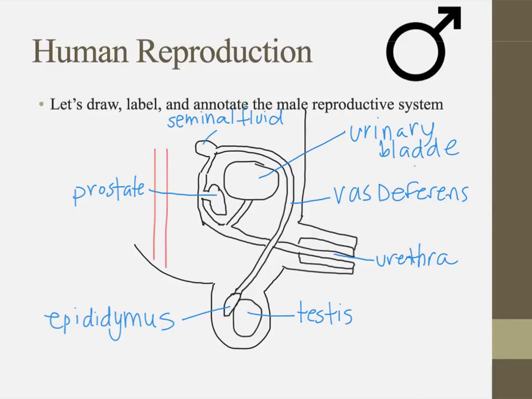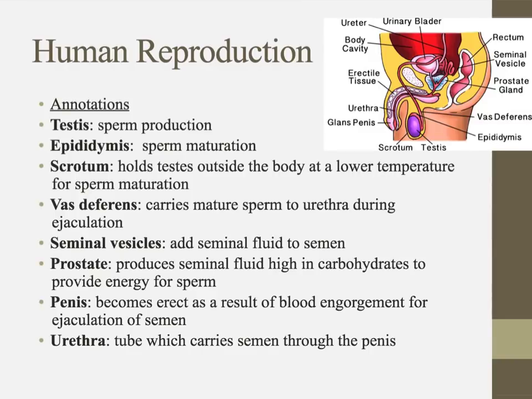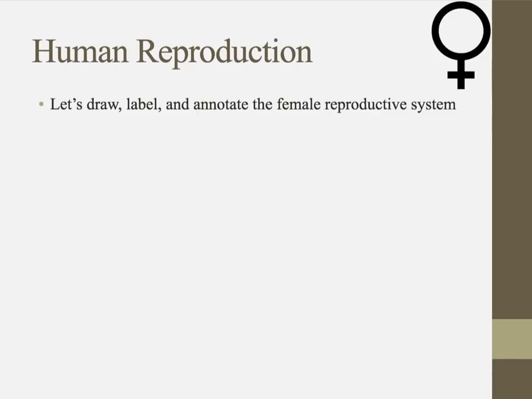And again, that also sends urine out through the urethra. On the next slide are some annotations in regards to function. So now's a good time to go ahead and pause the video to add your annotations. Now let's move on to the female reproductive system.